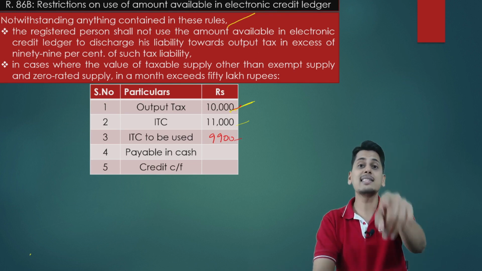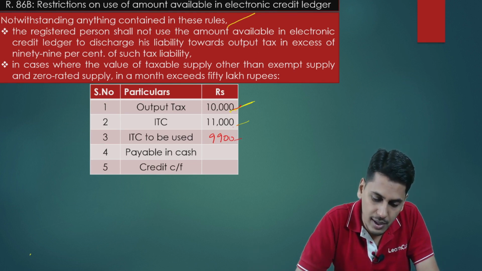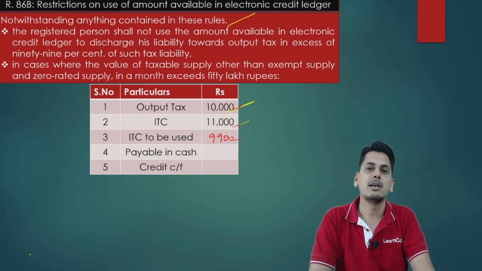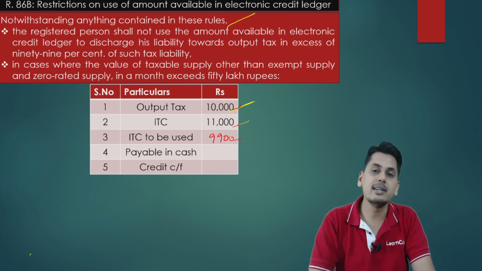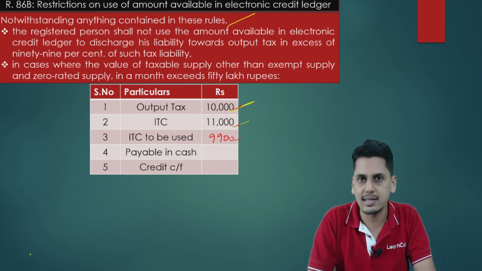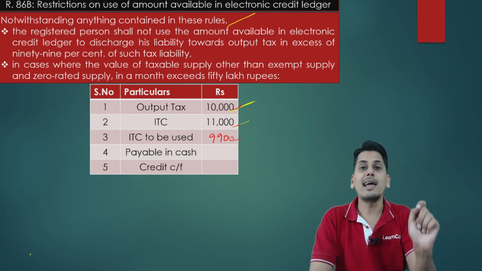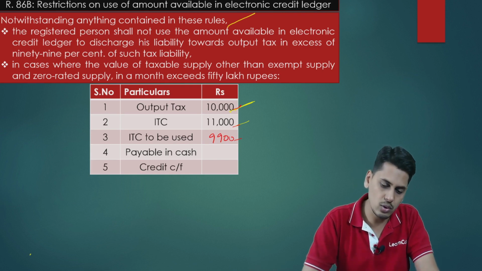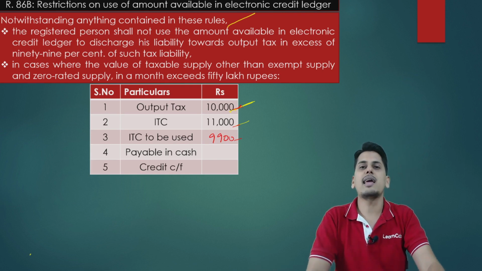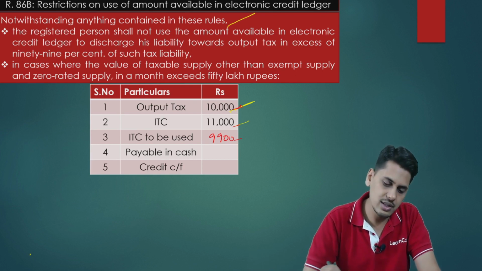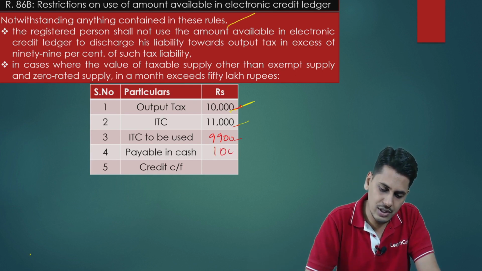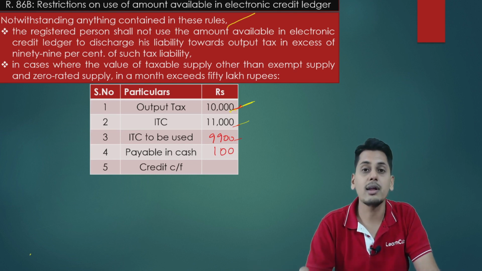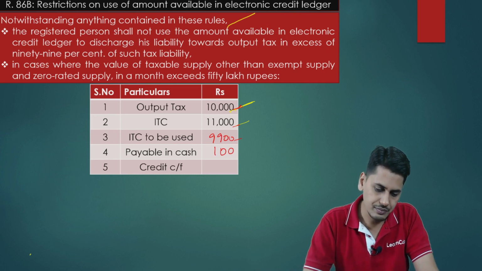So therefore friends, your output tax is 10,000, and the input tax credit available for utilization is only 9,900. Although the balance available in the electronic credit ledger may be 11,000 rupees, the amount available for utilization is only 99% of your output tax liability. Which means that 9,900 rupees can be paid from your electronic credit ledger. So total liability 10,000, 9,900 rupees to be paid from your credit ledger. So the balance is payable in cash. So 100 rupees you are supposed to pay from your electronic cash ledger.